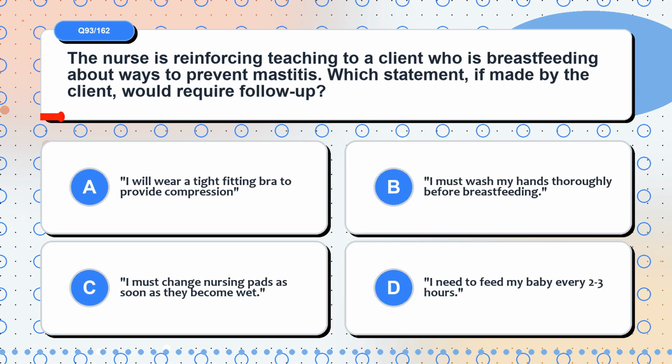Question 93. The nurse is reinforcing teaching to a client who is breastfeeding about ways to prevent mastitis. Which statement, if made by the client, would require follow-up? Here are the options. Option A. I will wear a tight-fitting bra to provide compression. Option B. I must wash my hands thoroughly before breastfeeding. Option C. I must change nursing pads as soon as they become wet. Option D. I need to feed my baby every 2-3 hours.